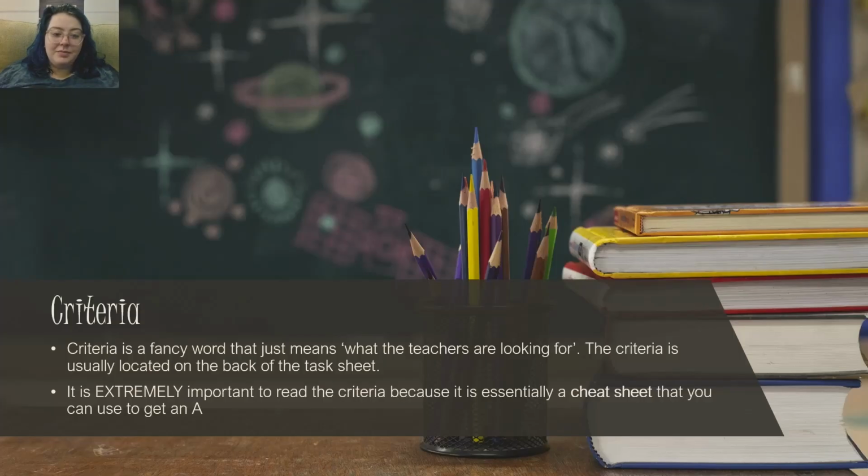Okay, criteria. Criteria is a fancy word that just means what the teachers are looking for. The criteria is usually located on the back of your task sheet. It is extremely important to read the criteria because it is essentially a cheat sheet that you can use to get an A. That is entirely true. I cannot stress this enough. The criteria sheet is literally a cheat sheet. If you just go to the criteria sheet and look at the A section, it'll tell you exactly what you need to do to get your A.